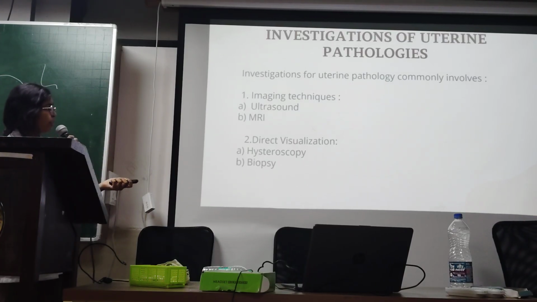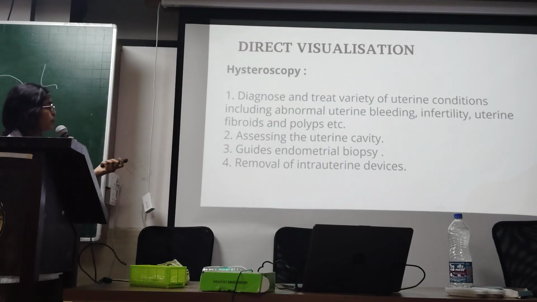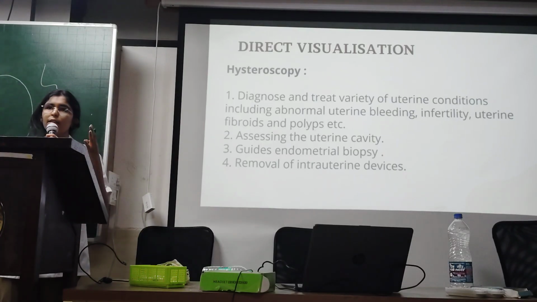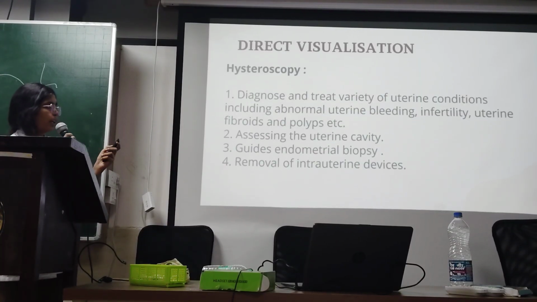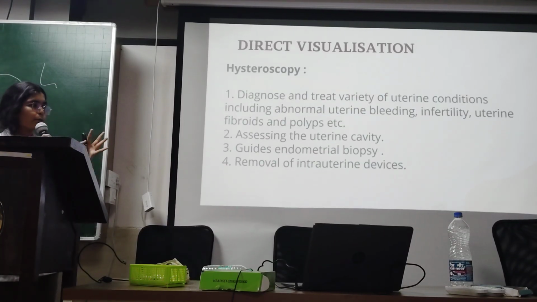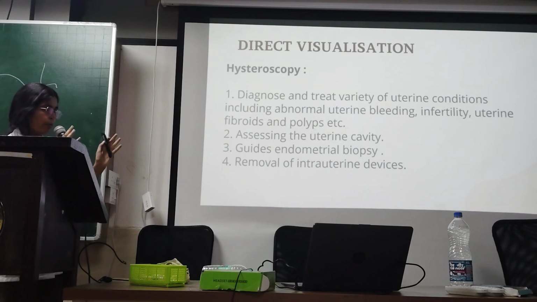Now moving on to direct visualization, we have hysteroscopy. In hysteroscopy, a camera is introduced to the uterus via the vaginal opening, and carbon dioxide is used to relax the uterus for a better view, and it is used to diagnose conditions like fibroids and polyps. It also guides endometrial biopsy.